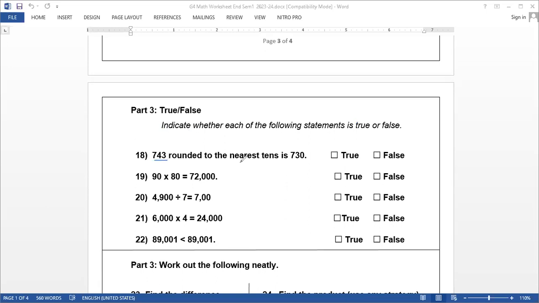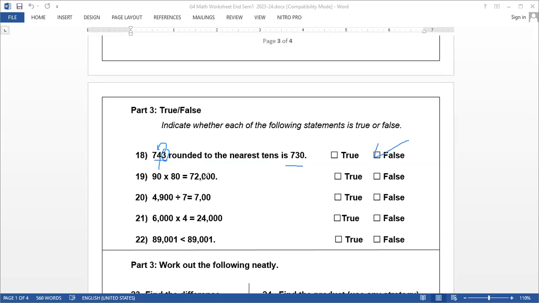743 rounded to the nearest tens is 730. Of course, it's false. It should be 740 because the rounding digit is the 4. We look at the digit on the right, it's 3. 3 is 4 or less, so we don't add 1 to the rounding digit. So 4 will stay as 4. The answer will be 740, not 730. So the answer is false.